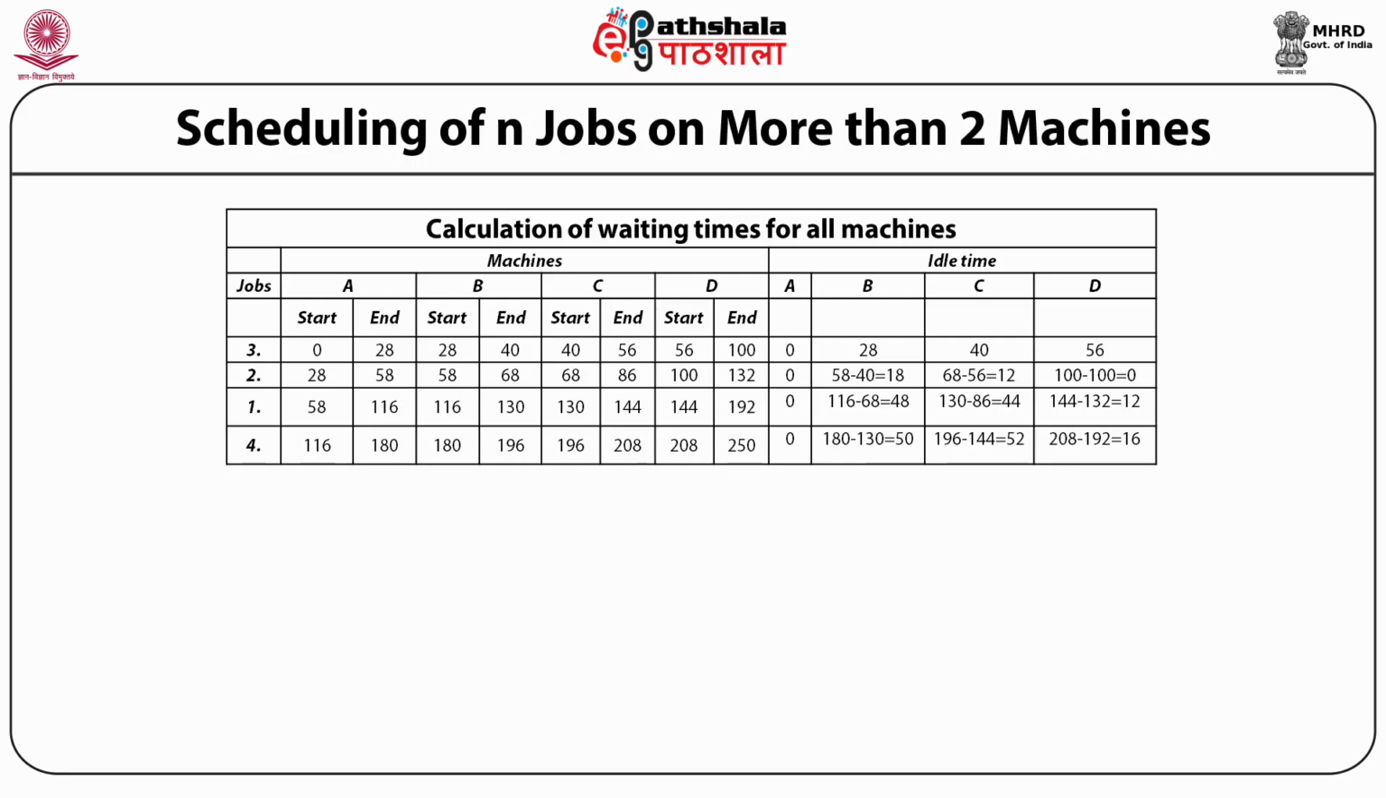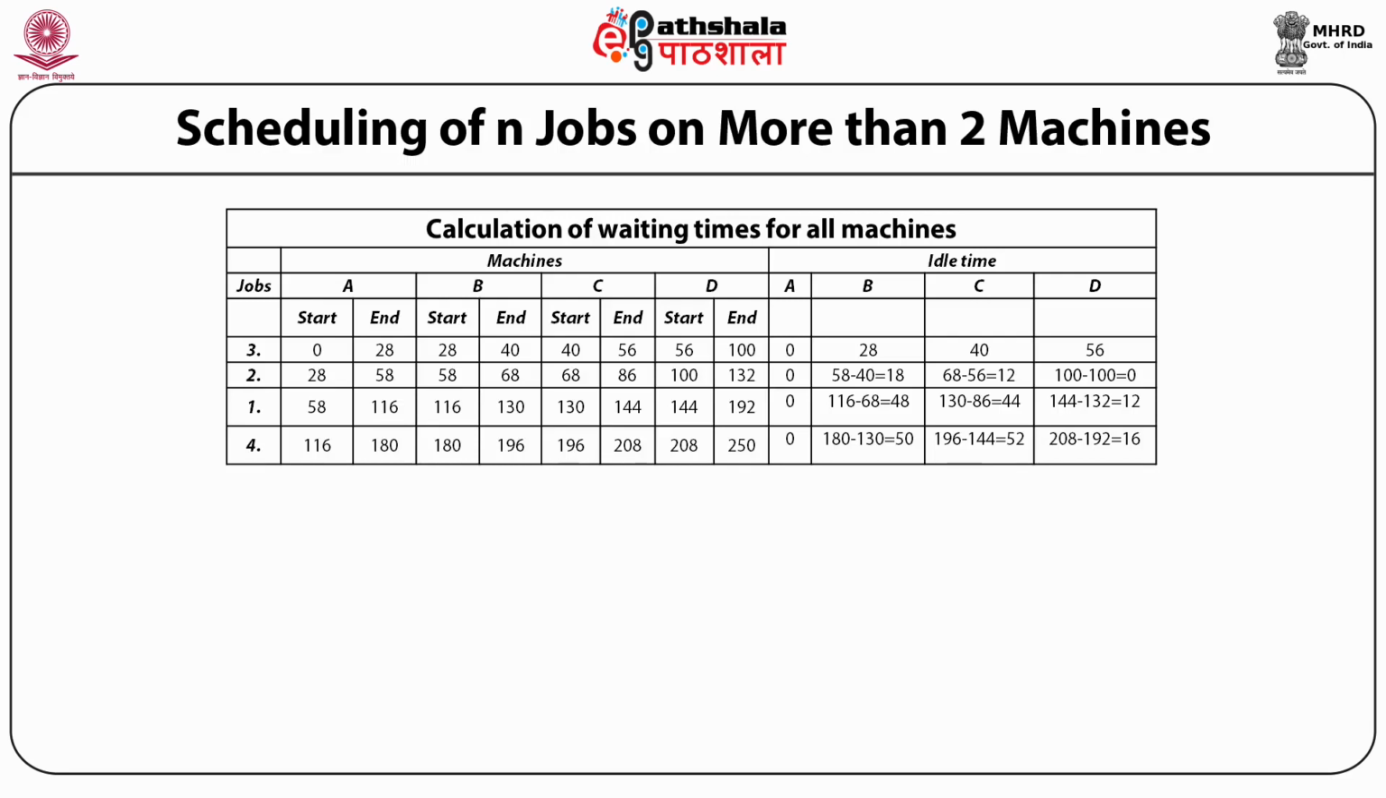Job 2 start 28 and 58. Machine B start 58 and 68. C 68, 86. D start 100 and 132. Job 1 machine A start 58 and 116. Machine B start 116 and 130. Machine C start 130 and 144. Machine D start 144 and 192.